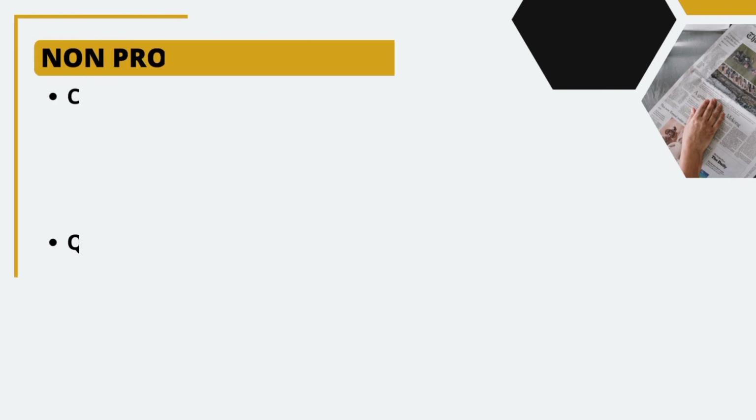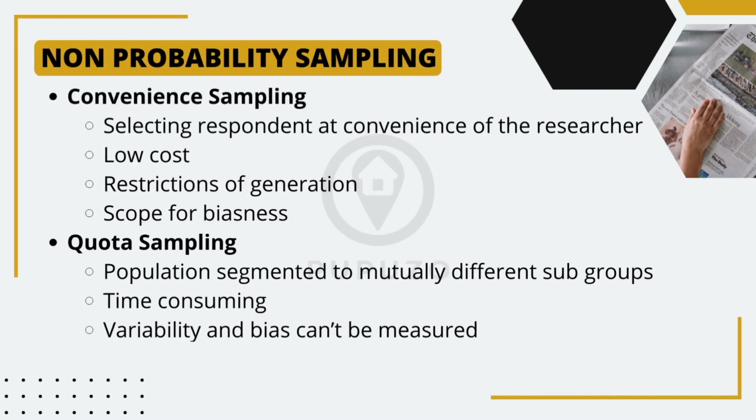Non-probability sampling. In non-probability sampling, not every element has an equal chance of selection. Convenience sampling. Convenience sampling involves selecting respondents based on the researcher's convenience. It's a low-cost method but has restrictions in terms of representativeness and potential bias. Quota sampling. This method involves segmenting the population into different subgroups and selecting a specific number of individuals from each subgroup. It can be time-consuming and doesn't allow for measuring variability and bias.